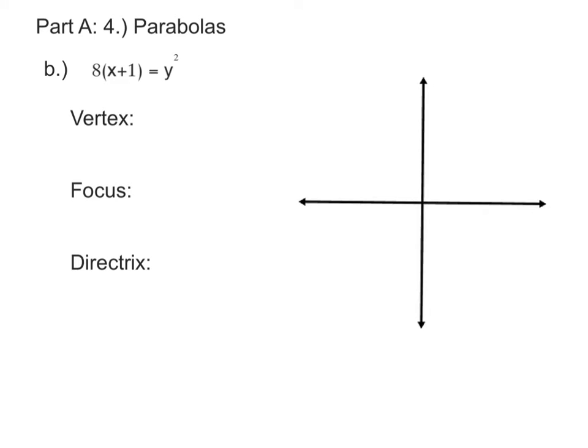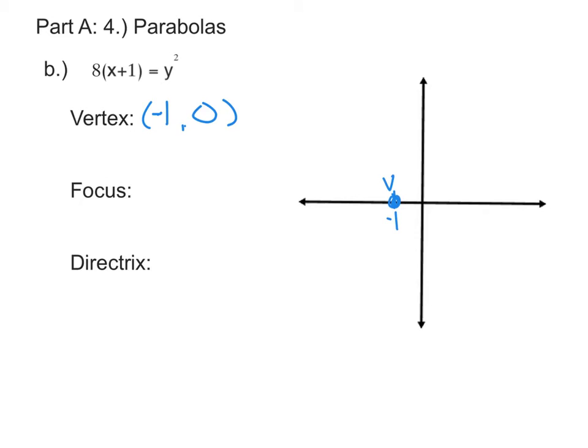So when 8 times x plus 1 is equal to y squared, our vertex, again, is going to come from what's being added to the x and the y. So since it's x plus 1, our x coordinate is -1, and nothing's added to y, so y is 0. That means our vertex is at -1, 0.